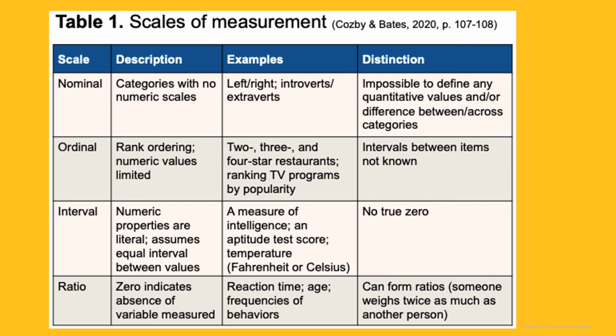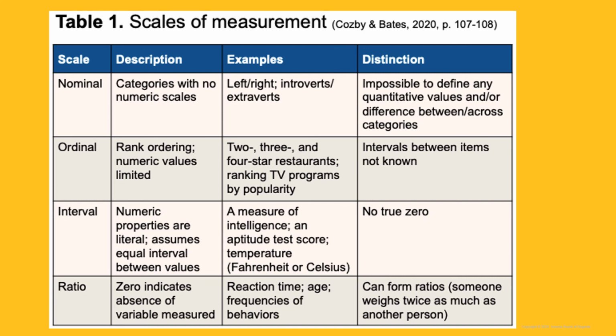So, for example, the difference between somebody that has a 100 IQ and another person that has a 115 IQ is the same interval as the space between a 115 IQ and a 130 IQ. The same thing is true for something like temperature. The difference between 100 degrees and 101 degrees is the same difference as between 101 and 102 degrees.